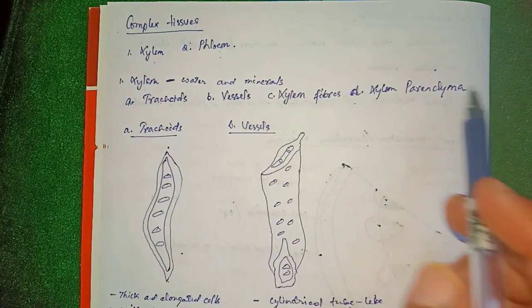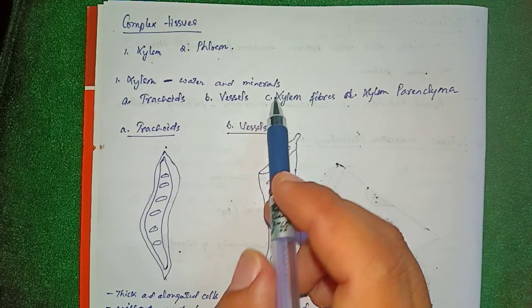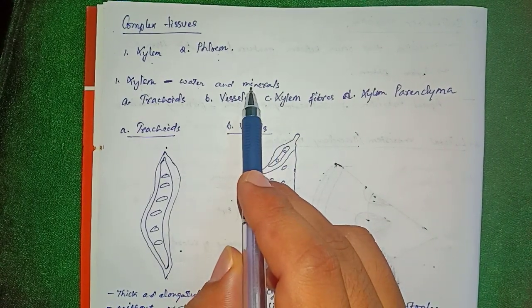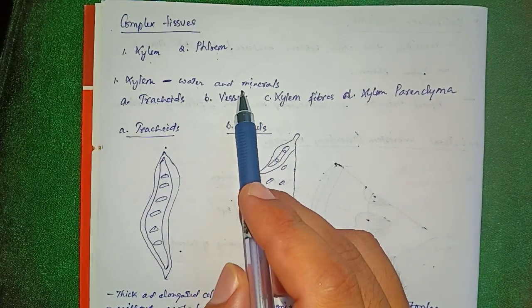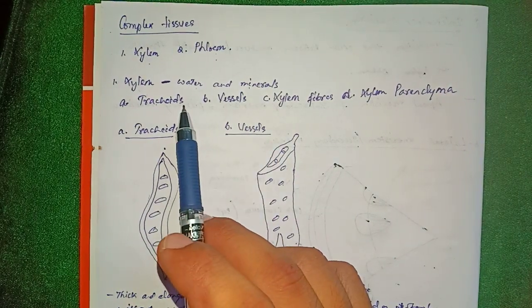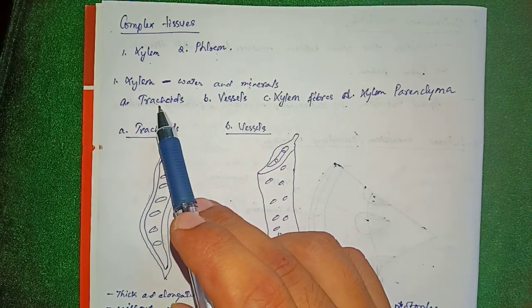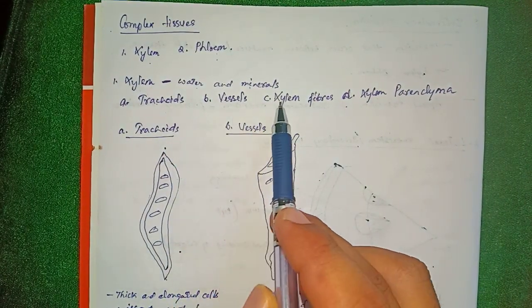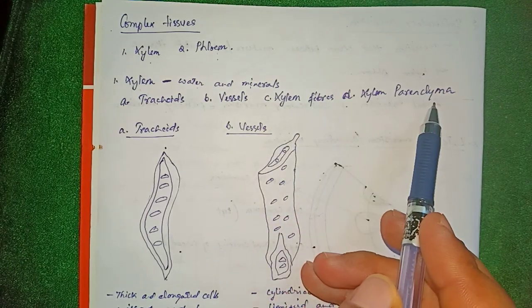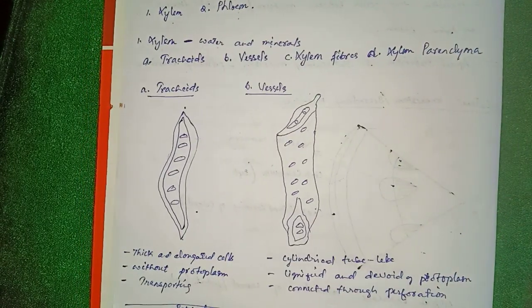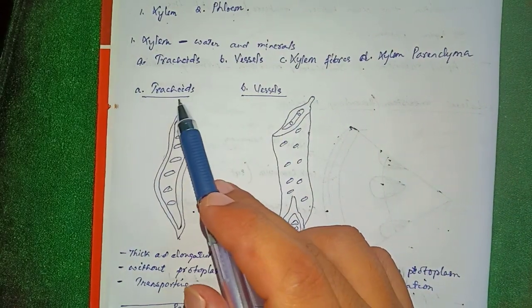Xylem is a complex tissue which helps in conducting water and minerals from roots to different parts of the plant. The xylem is made up of different elements: tracheids, vessels, xylem fibers, and xylem parenchyma. Let's discuss the first one, that is tracheids.